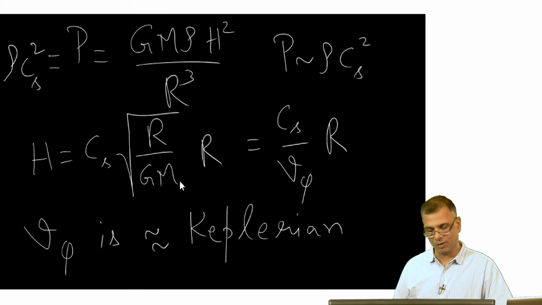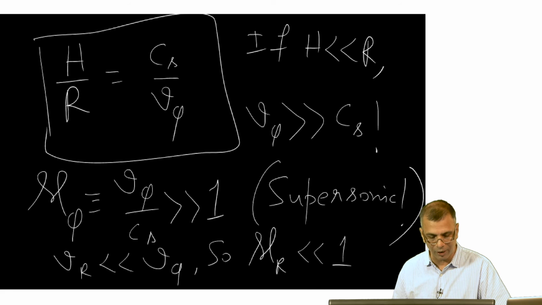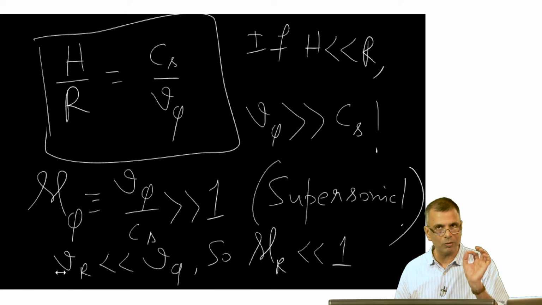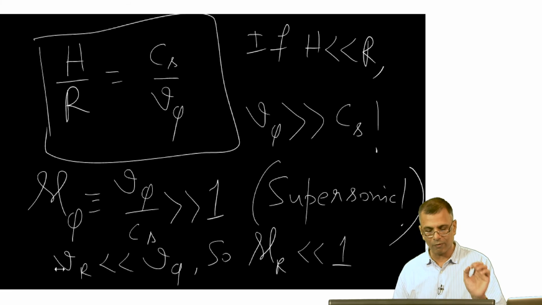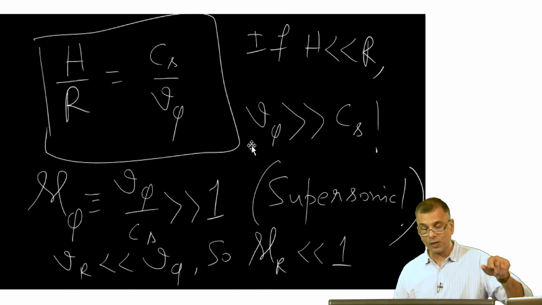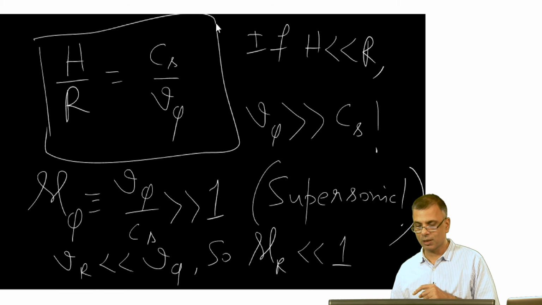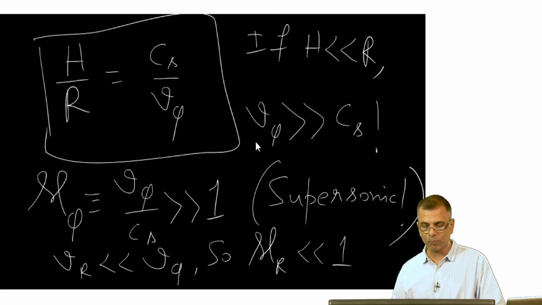So, although we call this V phi, it's not exactly Keplerian. There can be some departures from the Keplerian value, which gives rise to a small but finite radial velocity. But at any rate, the radial velocity is much smaller than the azimuthal velocity, and the azimuthal velocity is highly supersonic if the disk is thin. And you can see that right from here. A thin disk automatically implies a supersonic azimuthal velocity.